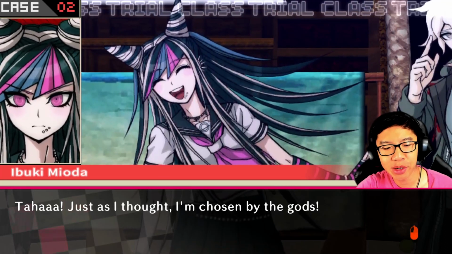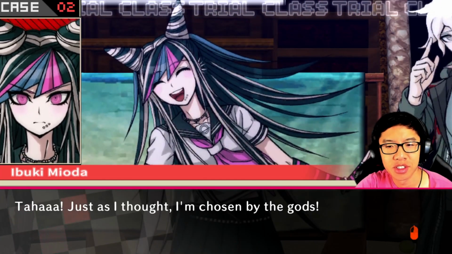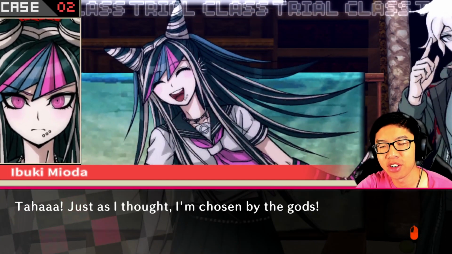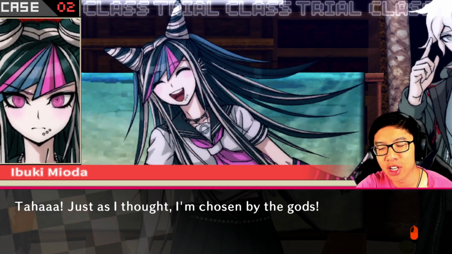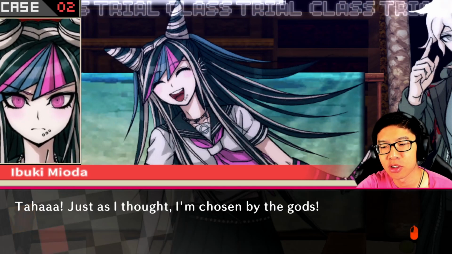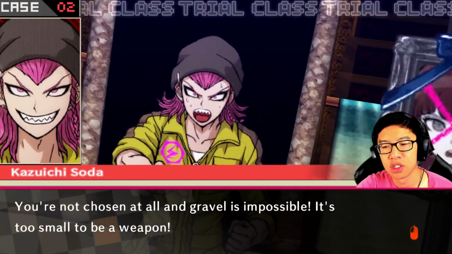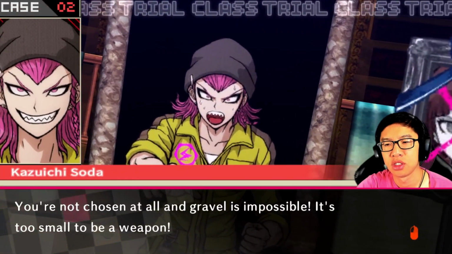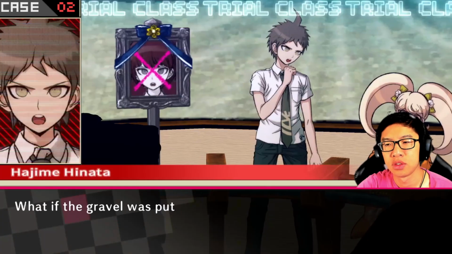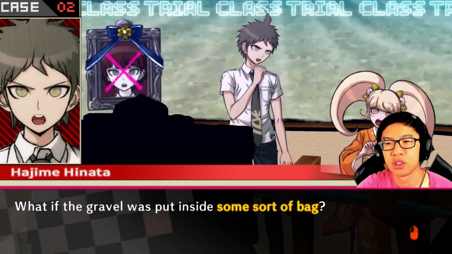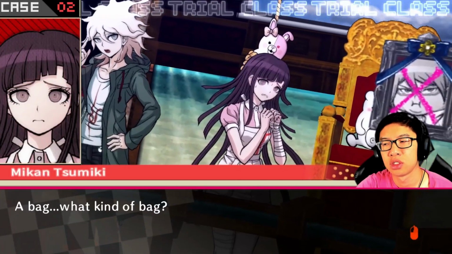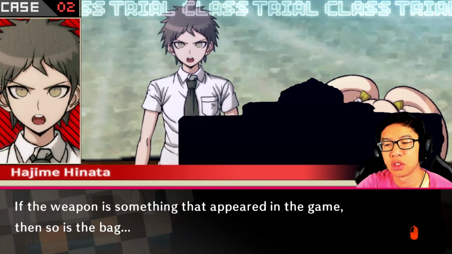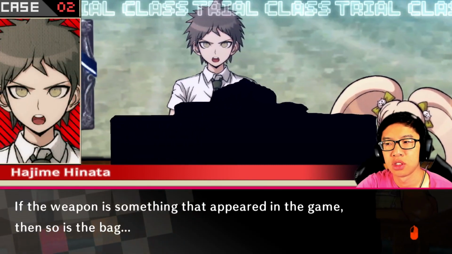Is that why the fish tank was broken? They didn't use it to leap out the window, but it was broken to get the gravel and then whack the girl. You're not chosen at all, and gravel is impossible. It's too small to be a weapon. What if the gravel was put inside some sort of bag? A bag? What kind of bag? If the weapon is something that appeared in the game, then so is the bag.